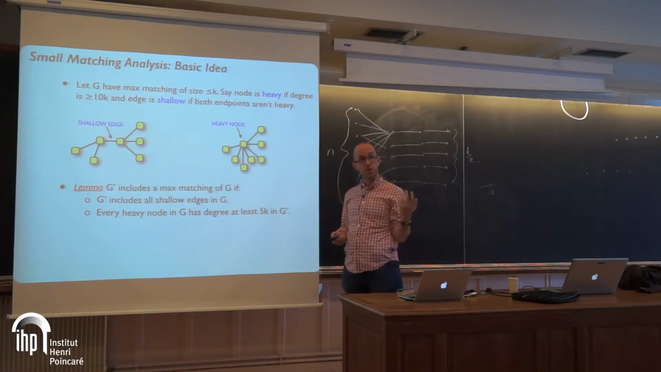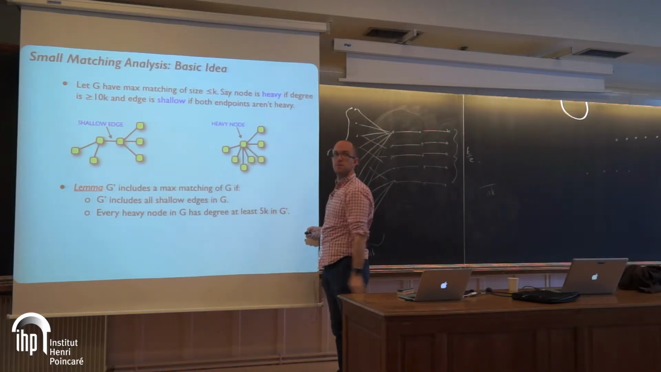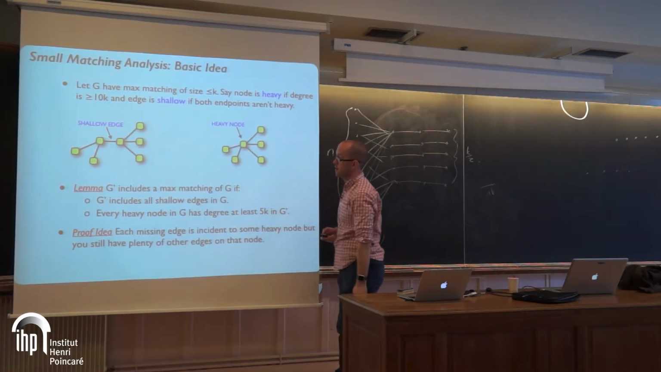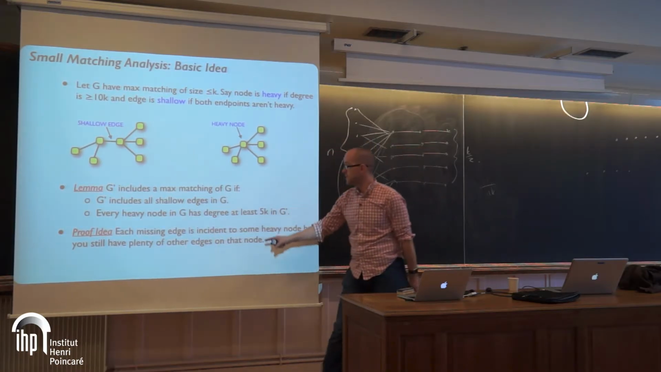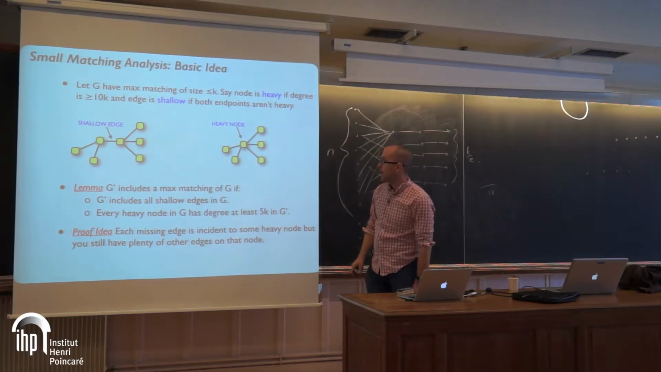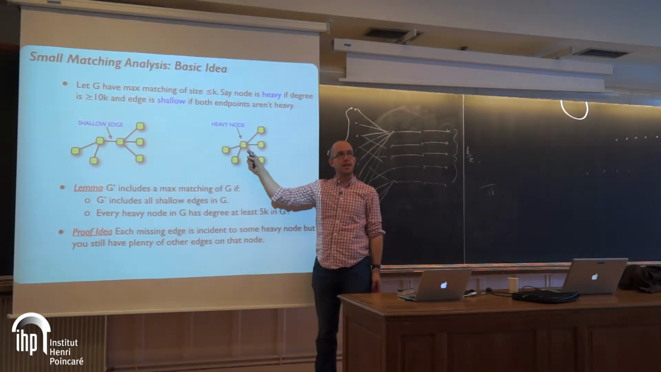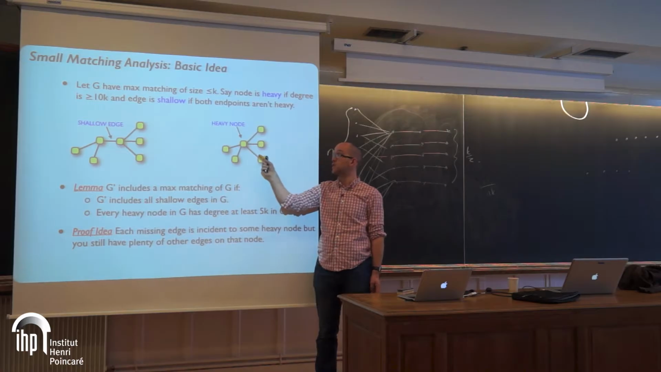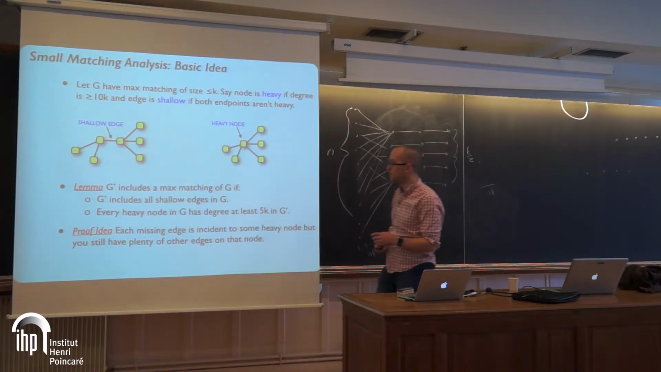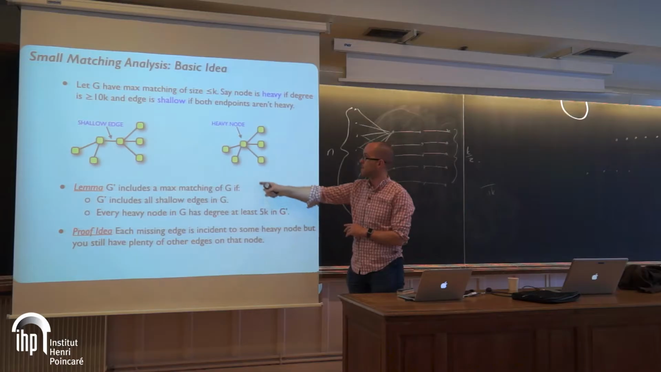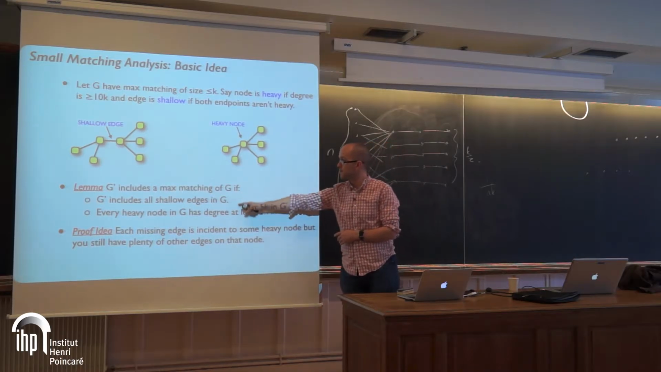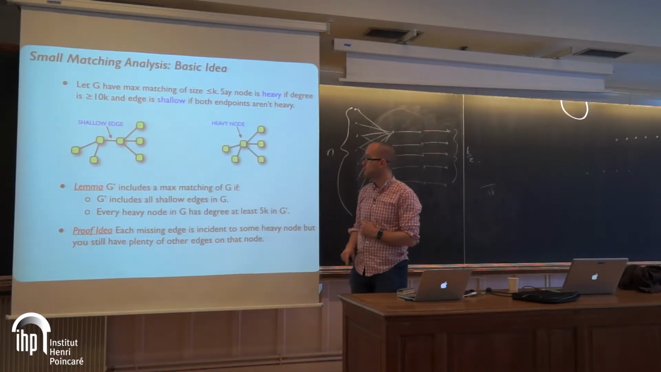Okay. I'm not going to formally prove it, but the proof idea is as follows. The only edges in G but not in G prime would be incident to a heavy node, because by these properties I have all the shallow edges. So maybe these two edges disappear, but every missing edge is incident to some heavy node. And if you've already got 5k incident edges here, and you're only looking for a matching of size at most k, you've got plenty of alternative edges to use, even if you're not allowed to use these two edges anymore. So that's the general idea.